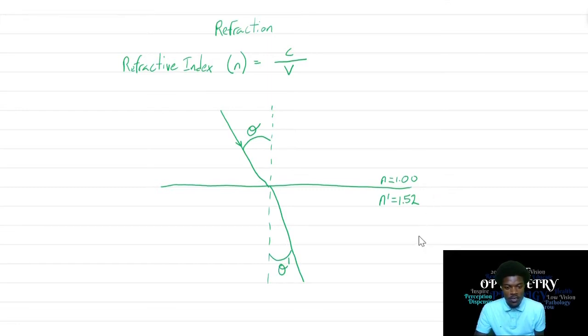So in this case, as we go from a less dense medium to a more dense medium, the angle of incidence is going to be more than the angle of refraction. Again, one thing to remember, it will actually go towards the normal. Therefore, theta prime will be less than the angle of incidence.